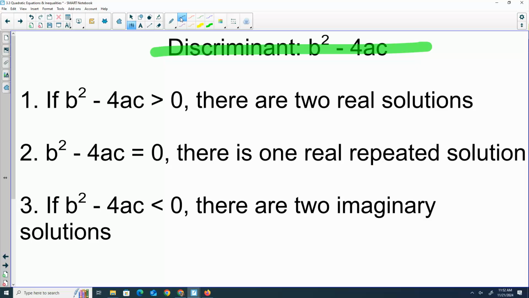When you're doing that, if it's a positive, you get 2 real solutions. If it's 0, you're just getting 1 real solution. And if it's a negative, it's 2 imaginary solutions.